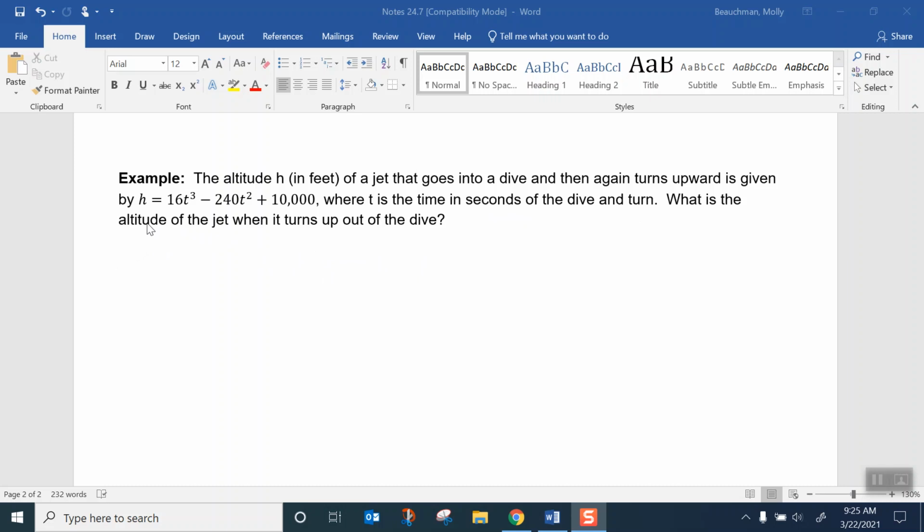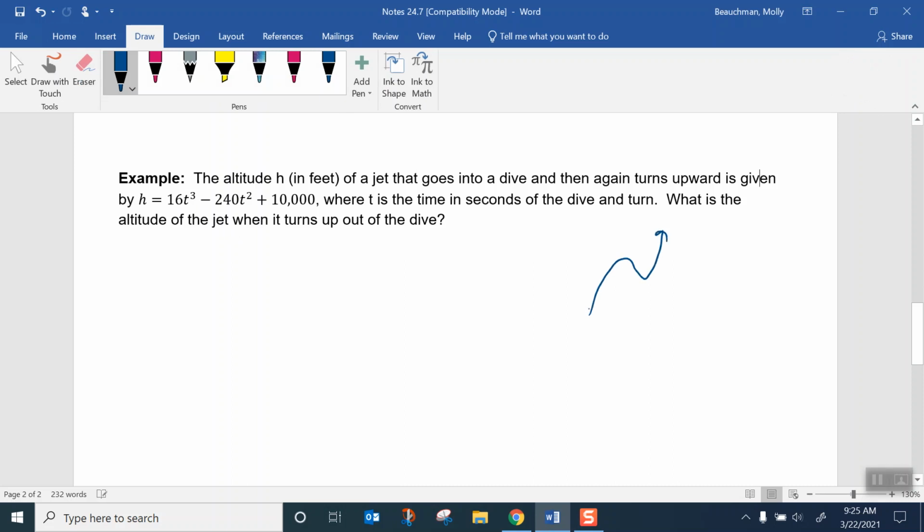So if you look at the function, it's a cubic function. Our cubic function in general has either this shape or this shape. In order to have a dive and a turn, it'll be the first. So what are we looking for? What is the altitude of the jet when it turns up out of the dive? If this is the path of the jet, I'm not sure exactly what the domain is yet, then there's a dive and a turn back up. So what we're looking for is a minimum point.